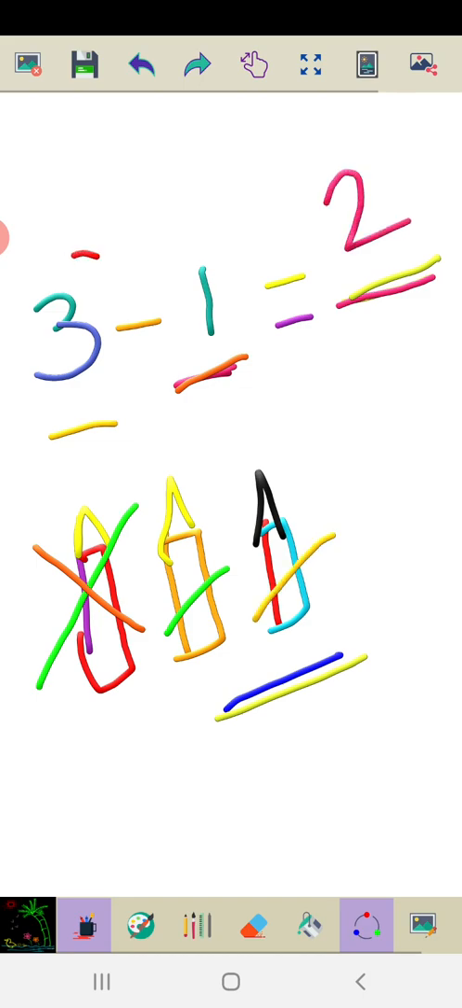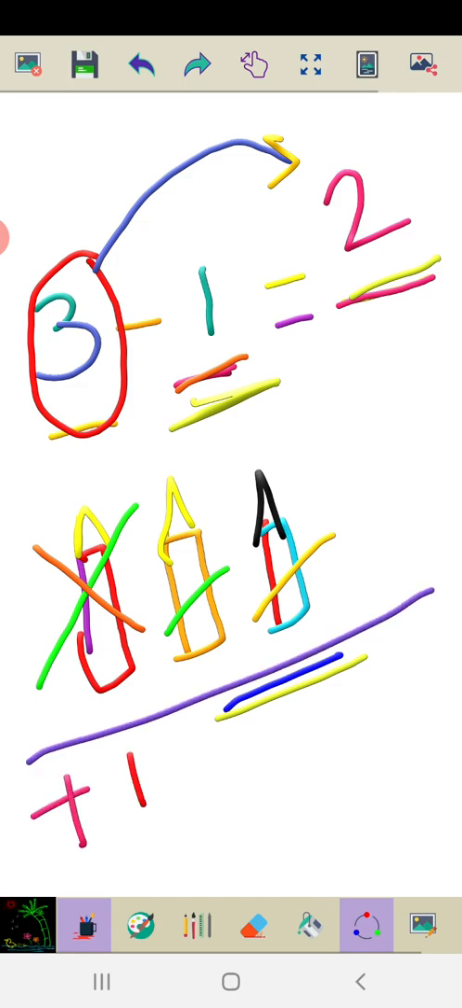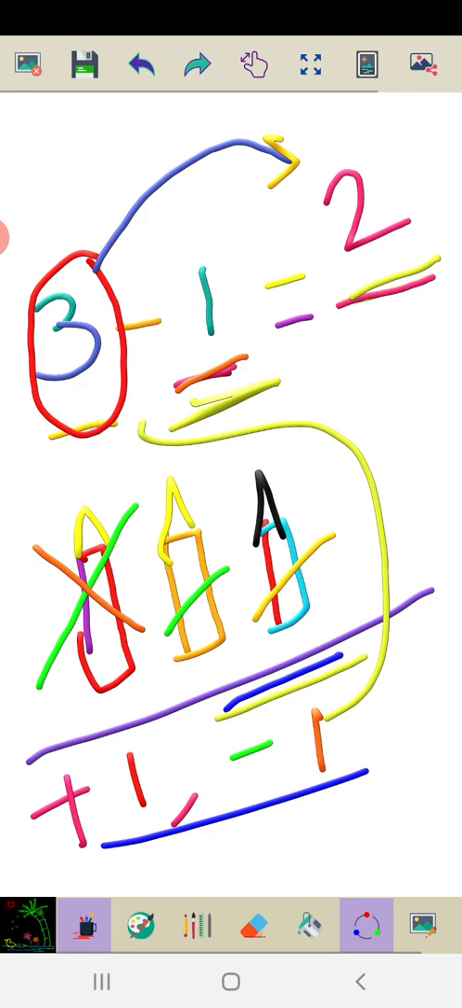So here 3 becomes 2. When is it becoming 2? When I am removing 1 from 3. Understand? So like that, either if you add or you remove a number from a given number 3, then this 3 will become the new number. Understand?